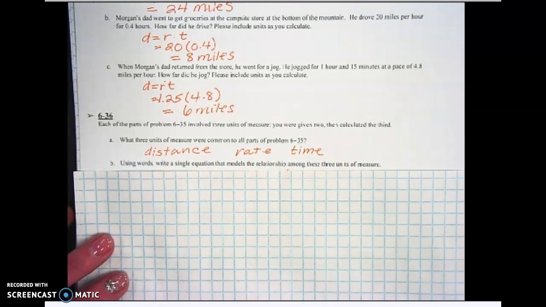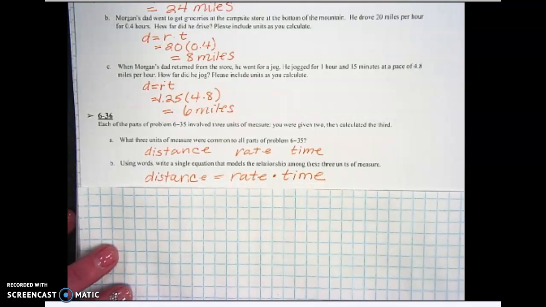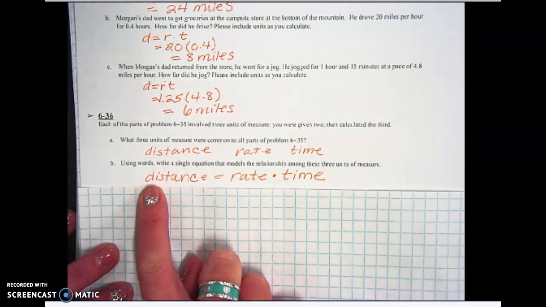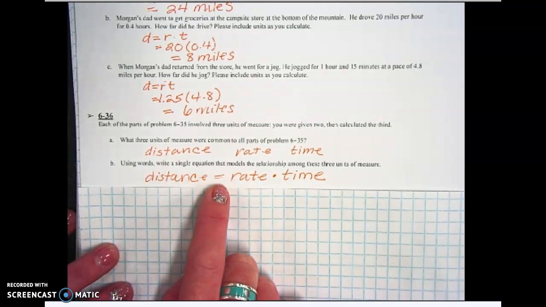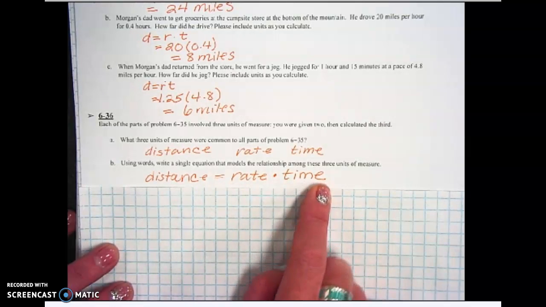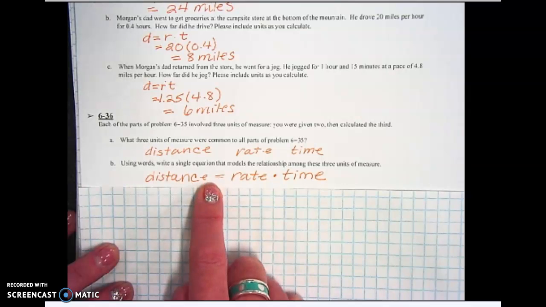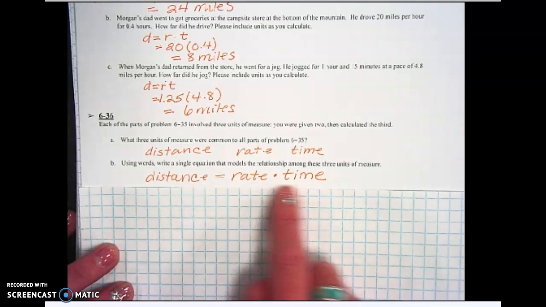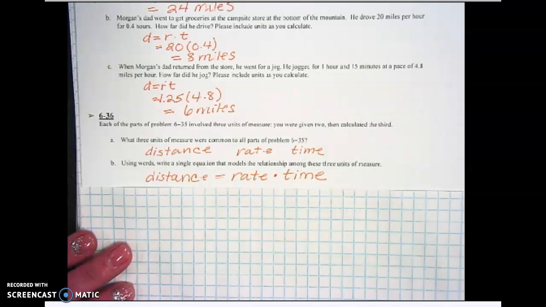Okay, part B. Using words, write a single equation that models the relationship among these 3 units of measure. I wrote D equals RT, but if you write out the whole word, it's distance equals rate times time. Okay?